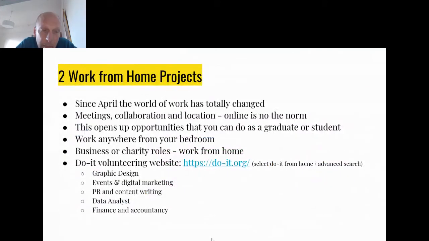So that's online platforms. So the other way, or one of the other ways of getting some kind of virtual work experience is a work from home project, okay? So in a very short period of time, the world of work has obviously changed completely, certainly since April.